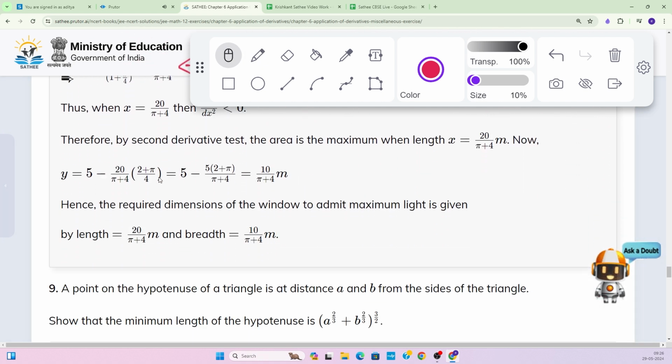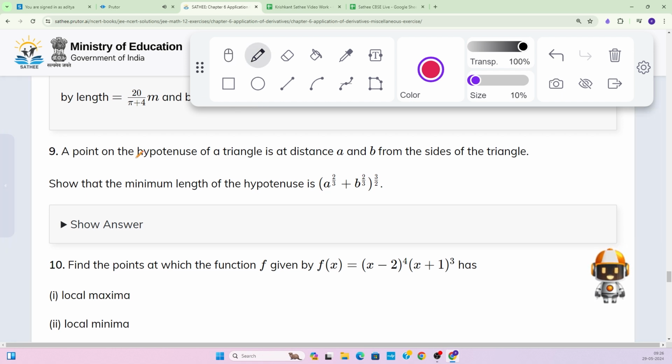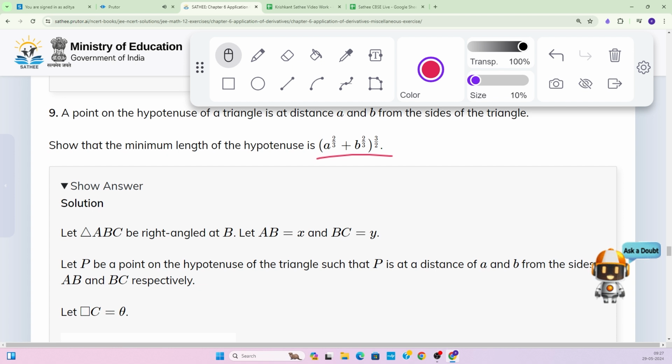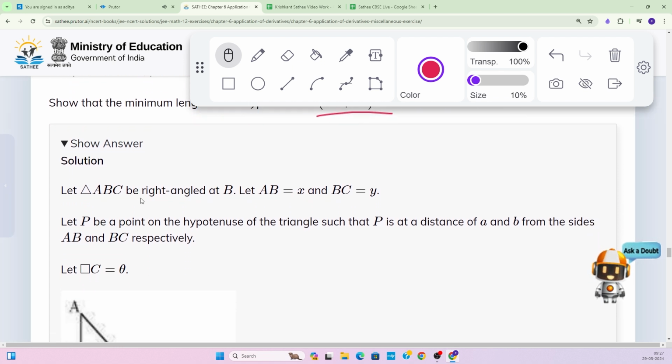Let us move next. Now ninth, so a point on the hypotenuse of the triangle is at distance a and b from the sides of the triangle. Show that the minimum length of the hypotenuse is equals to this thing. Okay, so we want minimum thing. So in order to minimize and maximize the thing, so we need to what? The second derivative test. So first of all we have to find the expression and then derivate it for first time and derivate it second time, and from the first time you will get your critical points and all of that. Okay, now ABC is our right angle triangle.